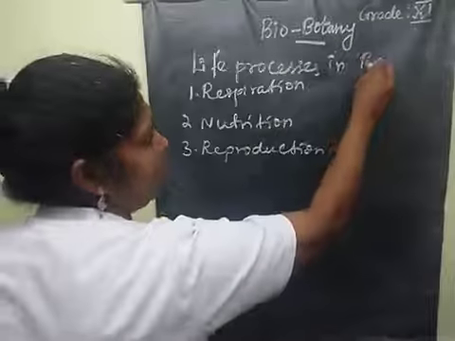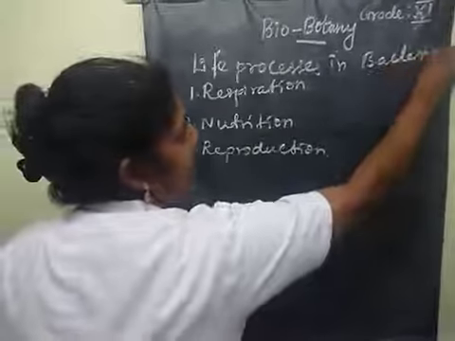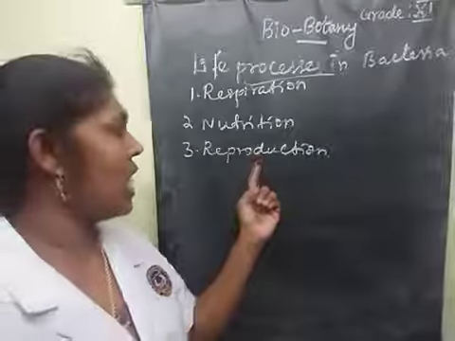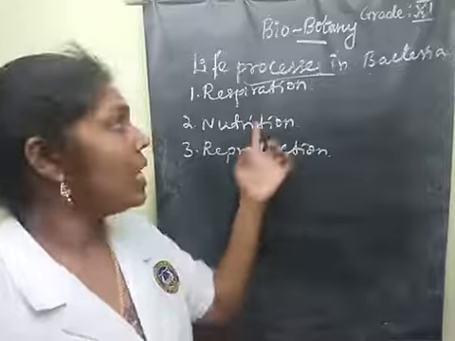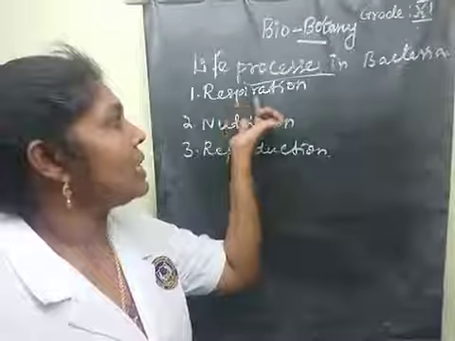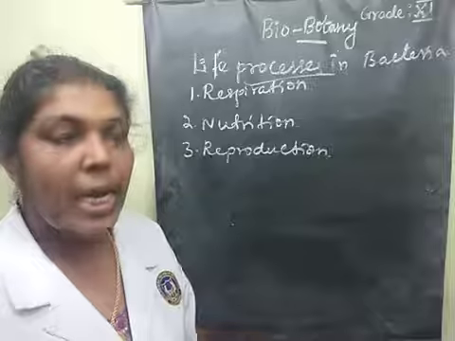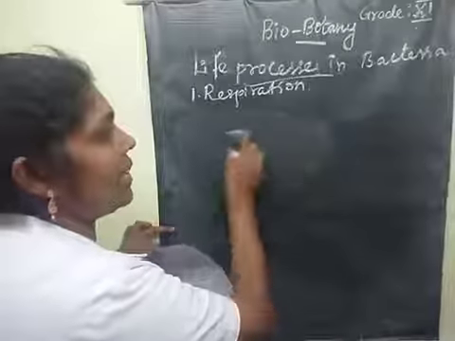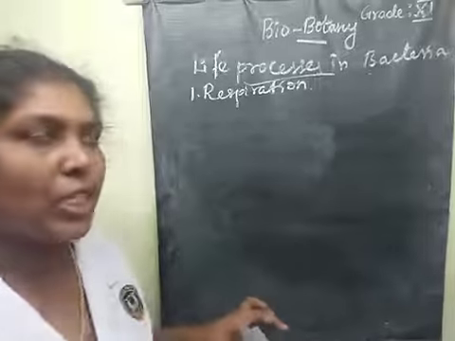So that is the topic 3. What are the 3 topics, children? Respiration, nutrition and reproduction. Clear? First one, we are going to see the respiration. The respiration in bacteria. Here they are classified into 2 types of respiration, children.